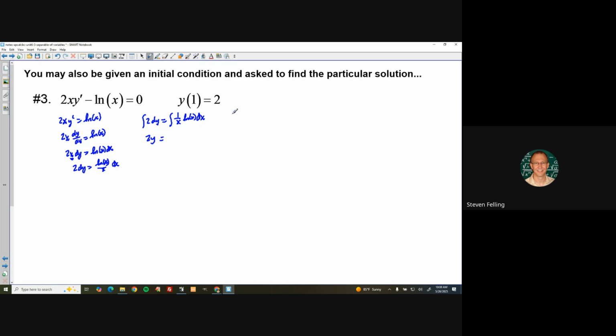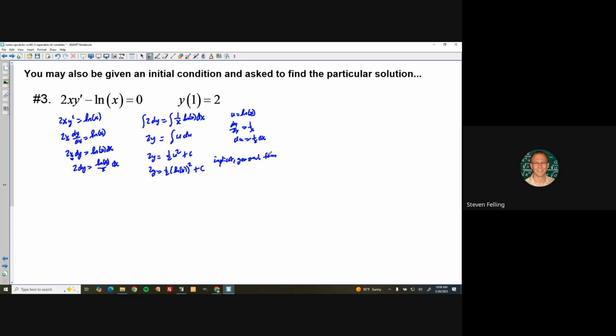What if we did the u substitution where u was natural log? Because the derivative of natural log is 1 over x, and that means that 1 over x dx is du. So that means we could replace this natural log as a u, and this 1 over x times dx is the du. So now I have 2y equals 1/2 u squared plus c, and the u is natural log, so it's 1/2 natural log of x squared plus c. This is what we call the implicit general form.